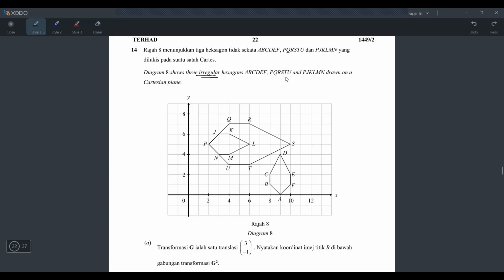A, B, C, D, E, F, P, Q, R, S, T, U, P, J, K, L, M, N. Let's check. A, B, C, D, E, F, where is it? This one. And then where is P, Q, R, S, T, U? The big one. And then P, J, K, L, M, N, this one, the small one.